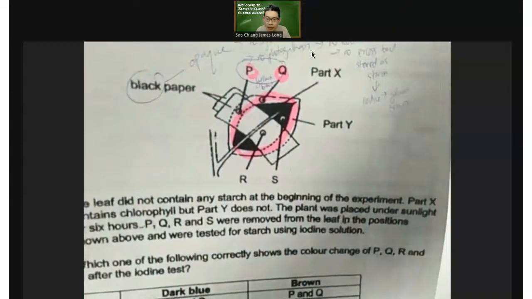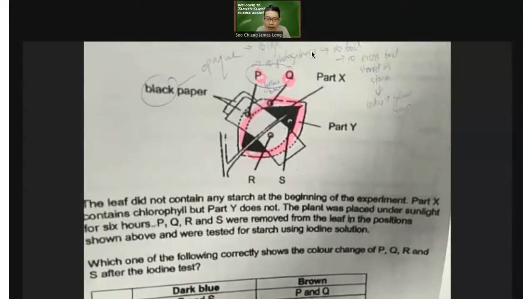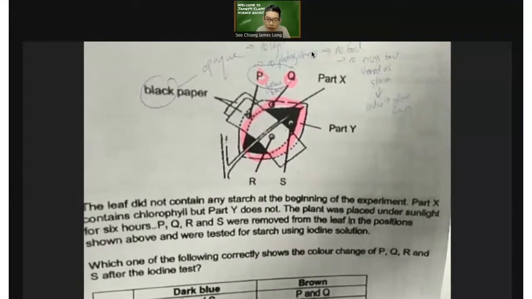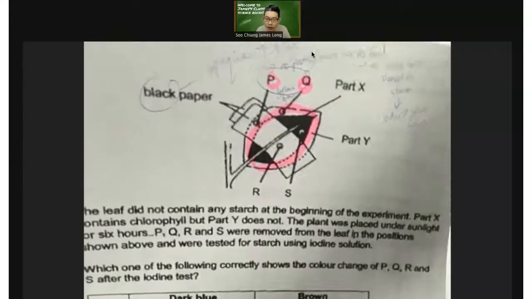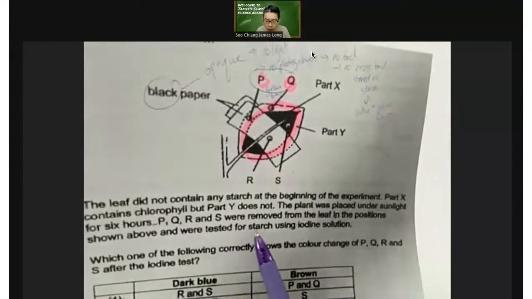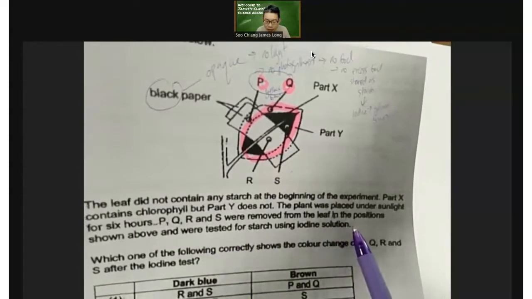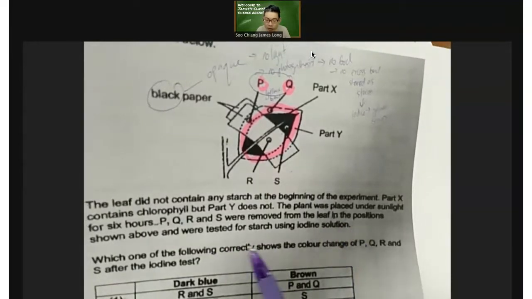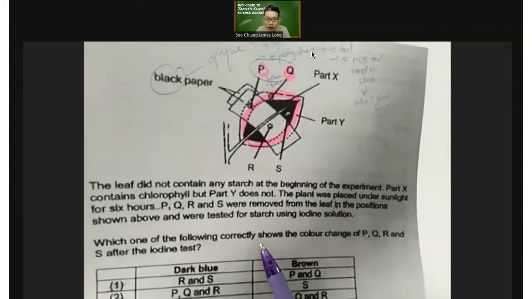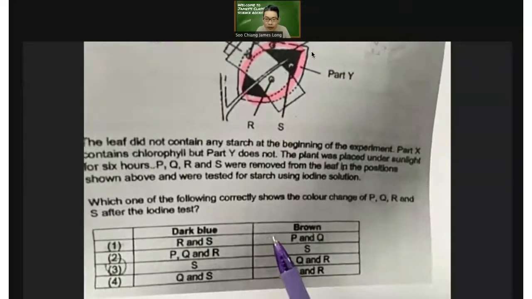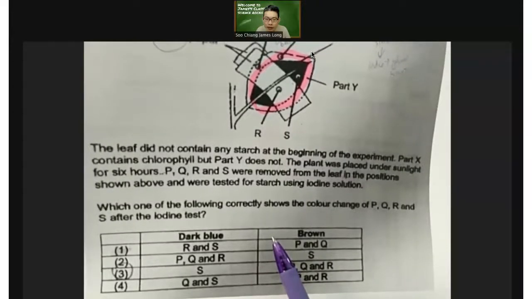The plant was placed under sunlight for 6 hours, sufficient time for it to start to make food. The parts that receive the light, PQRS, were removed from the leaf and tested for starch using iodine solution. You see what I mean, right? Which of the following correctly shows the color change of P, Q, R, and S after iodine?